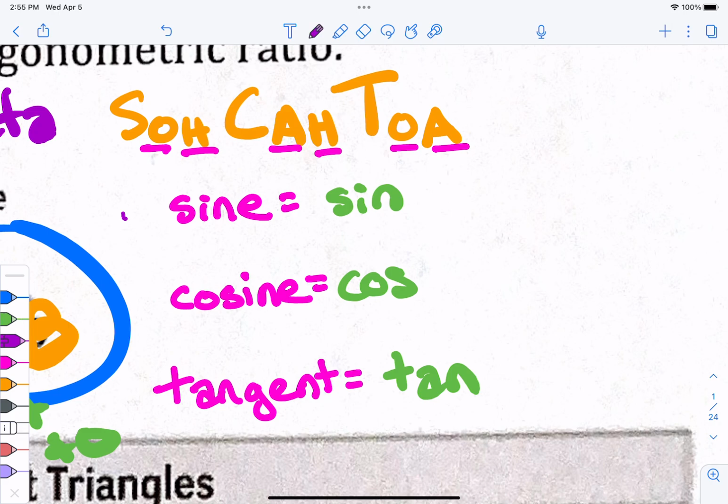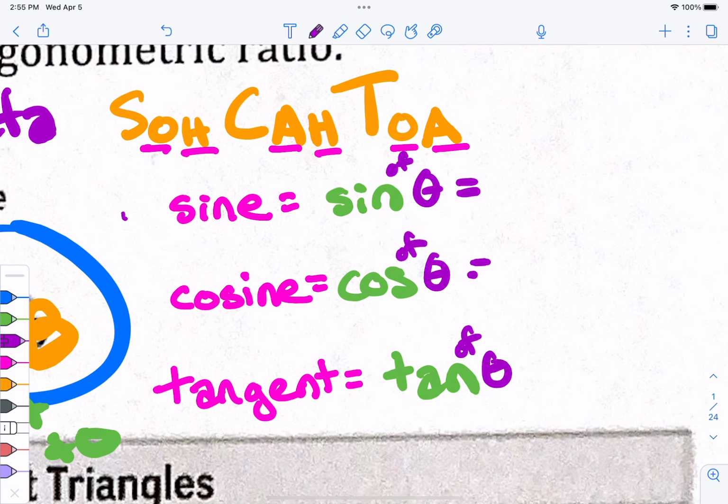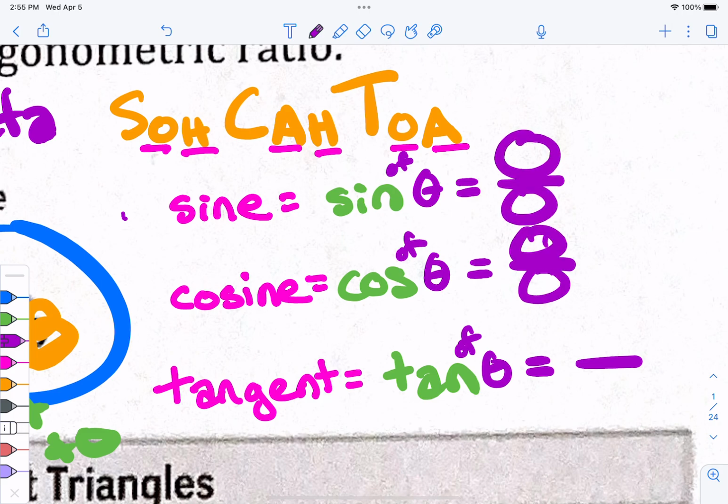Now, the next piece of this is sine, cosine, and tangent. What will immediately follow sine, cosine, and tangent is the angle that we're talking about. So we're taking sine of theta, cosine of theta, and tangent of theta. Right? Immediately following sine, cosine, and tangent, we have to talk about the angle that we're talking about, right? And then we say equals. Okay, so sine, cosine, and tangent equals. And then all we're going to do is a ratio. So it's going to be something over something and something over something, right?